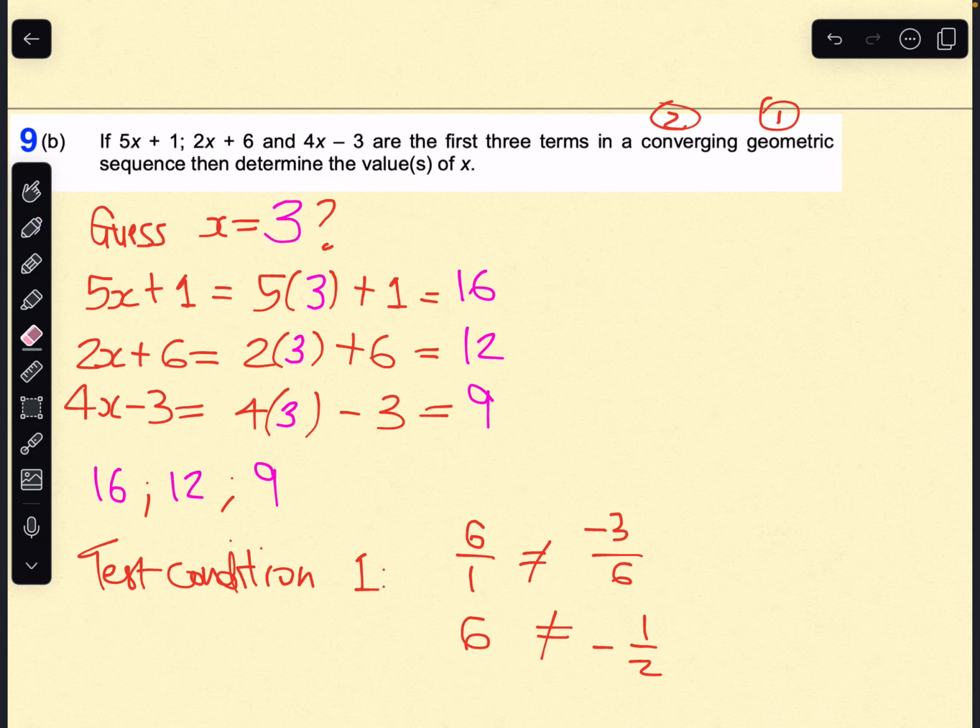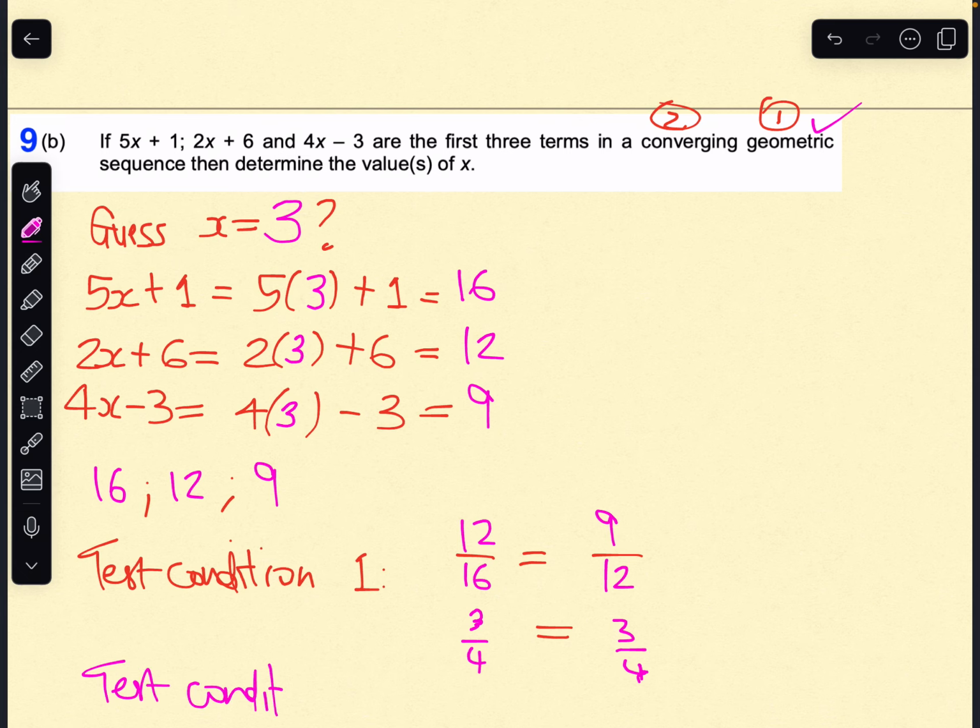Okay, so now I test my first condition. I check if the ratio between term 2 and term 1, so 12 over 16, is the same as the ratio between term 3 and term 2. If we simplify those fractions, we end up with 3/4 on the left and 3/4 on the right. So this means that my sequence is indeed geometric, so it's looking promising. Now the question is, is condition number 2 satisfied? So is this sequence converging?